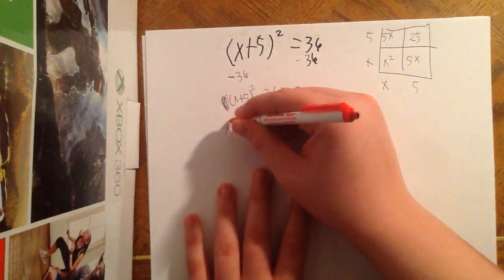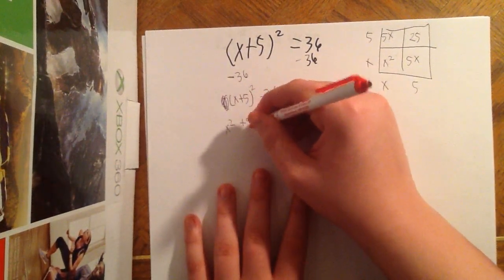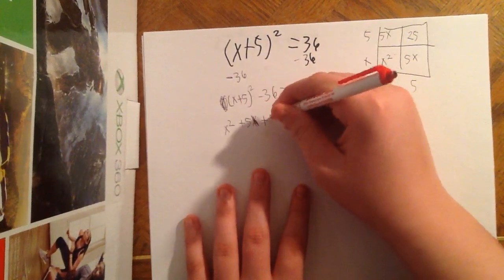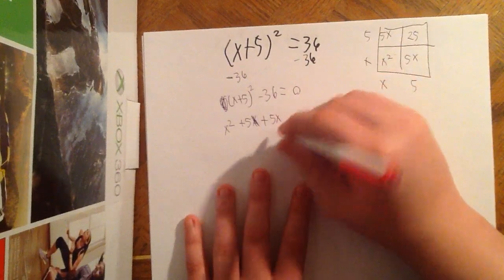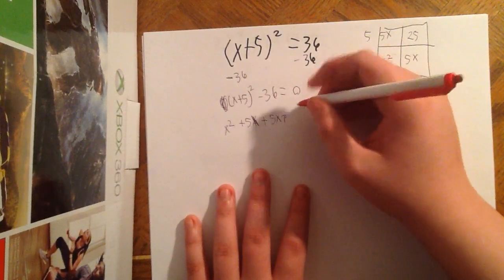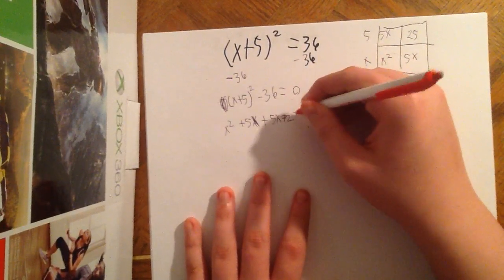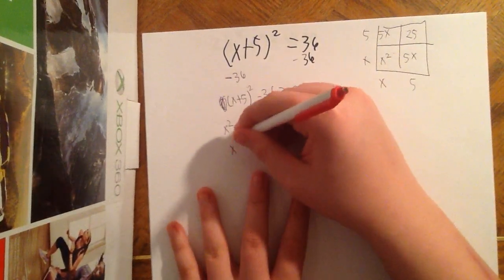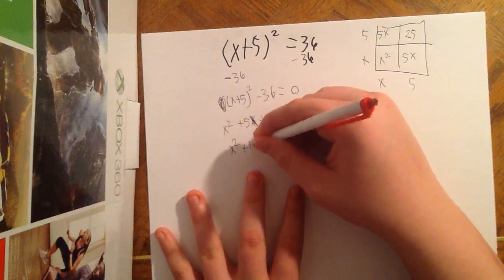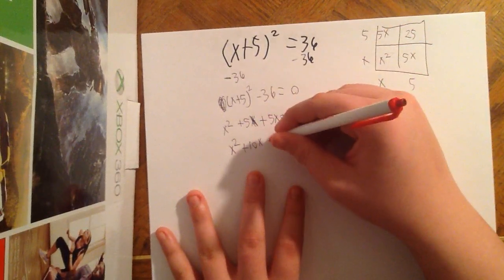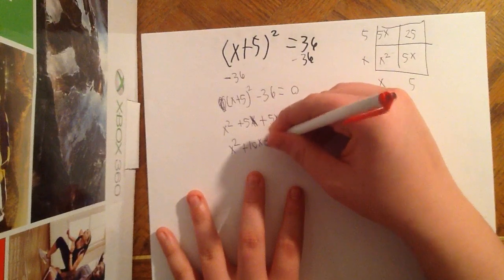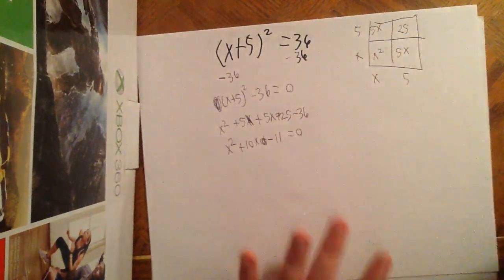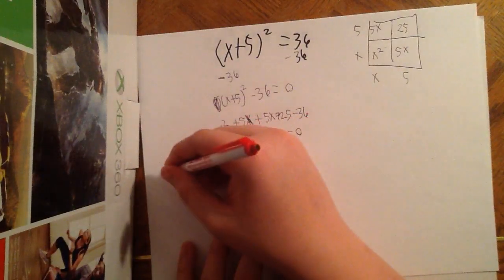So once we have this, we just write it out. So x squared plus 5x plus 5x plus 25 minus 36. And just combine like terms, so x squared plus 10x minus 11 equals 0.